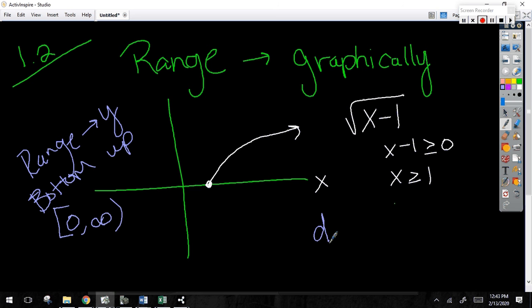The domain was from 1 to infinity. Let's look at another graph and see if we can get the range. Bottoms up, bottoms up.